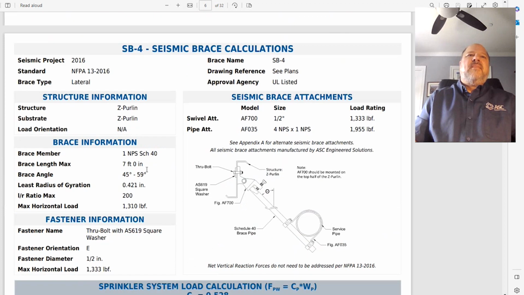Next, the last one I did was a Z-purlin. We've also figured out some stuff for Z-purlins.